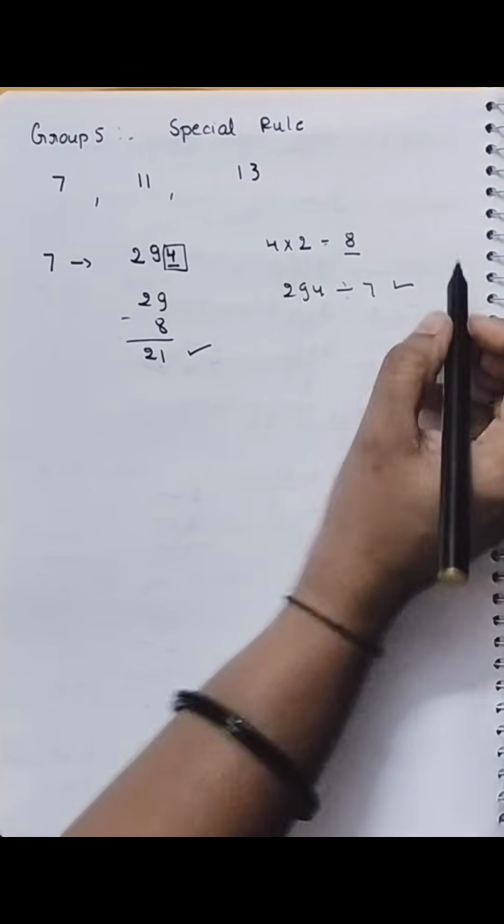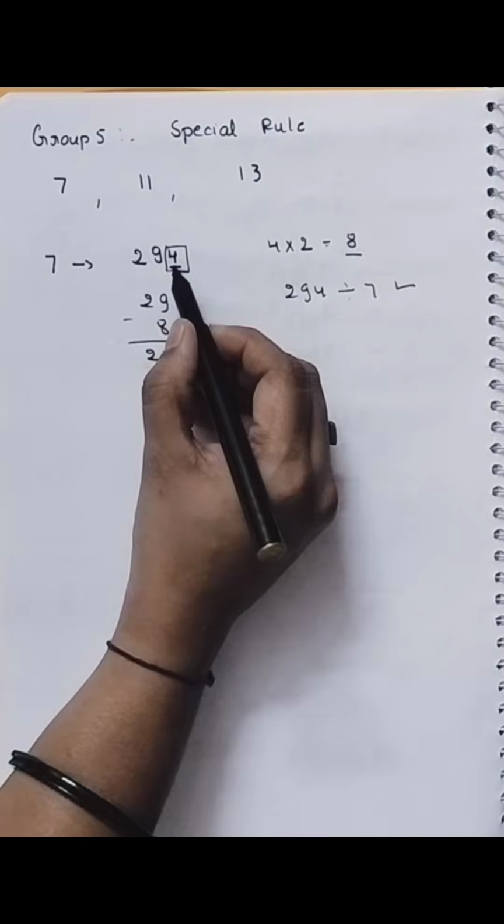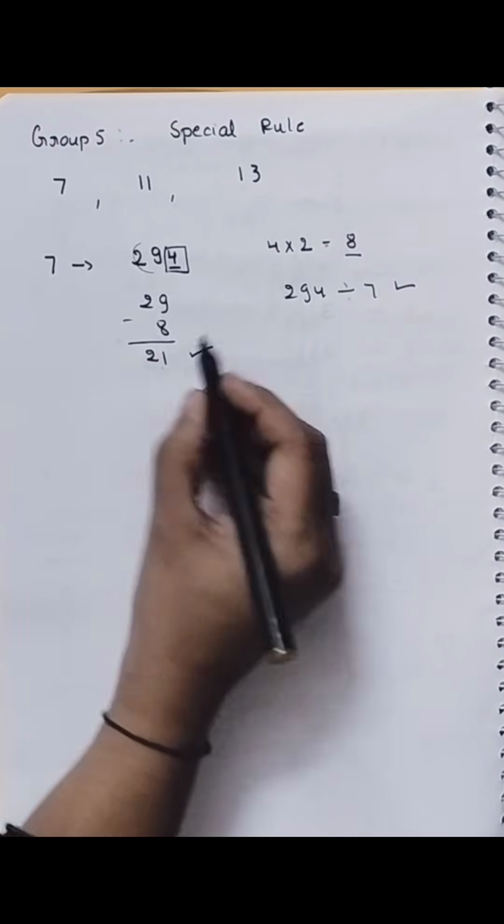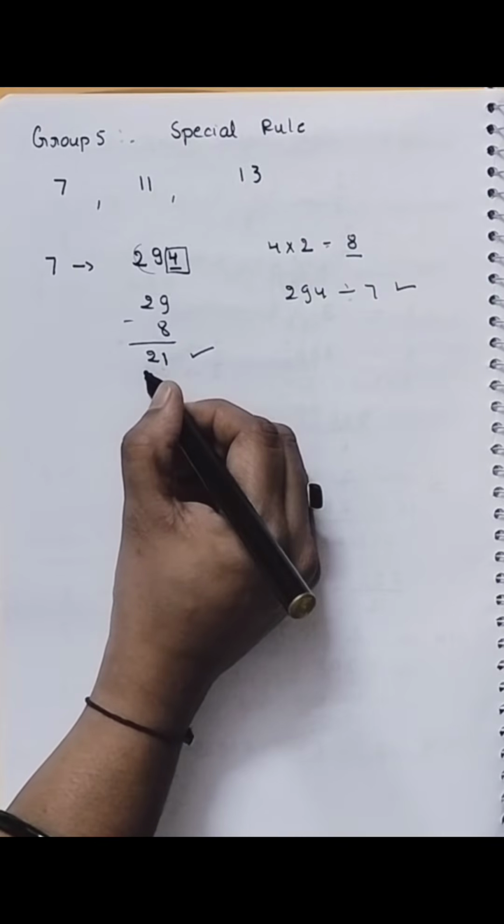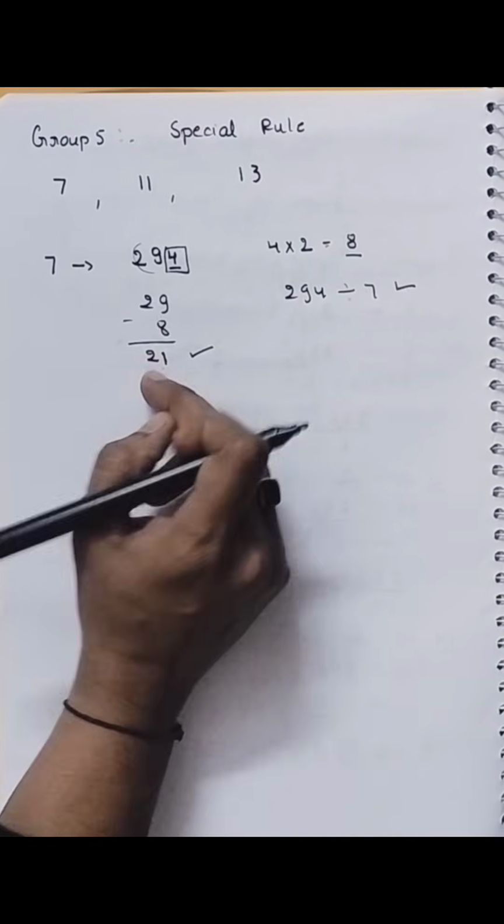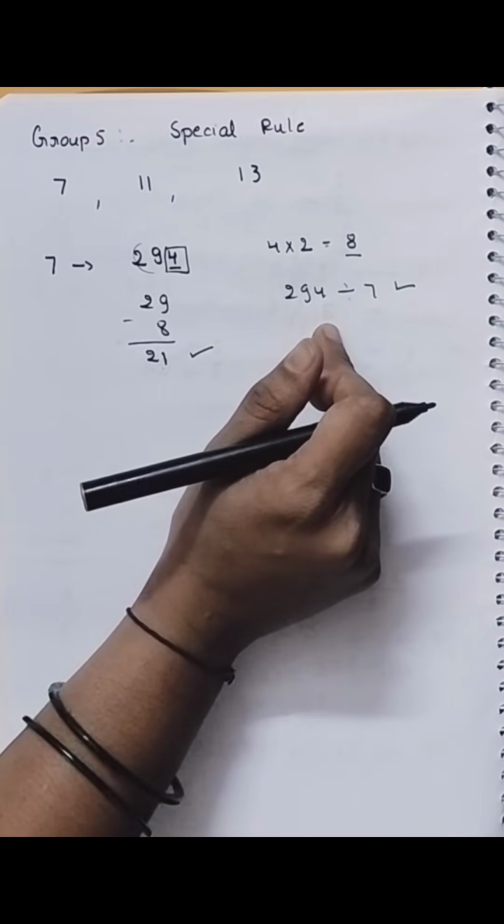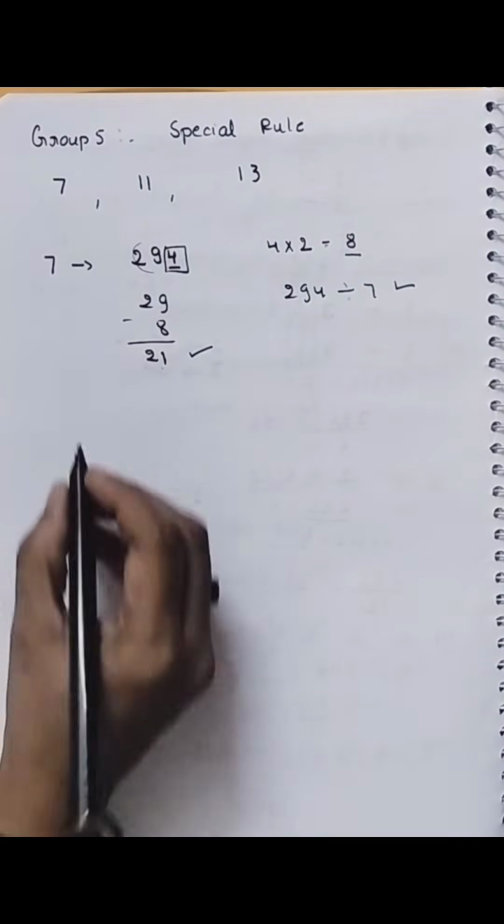So what we have to do is take the end digit of the number, double it, and subtract that from the remaining number. After subtracting, if whatever we get is divisible by 7, then the entire number is divisible by 7. This is the divisibility rule for 7.